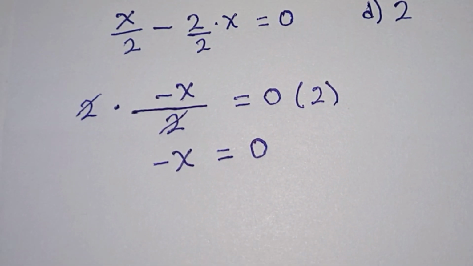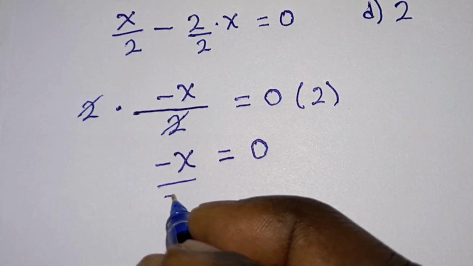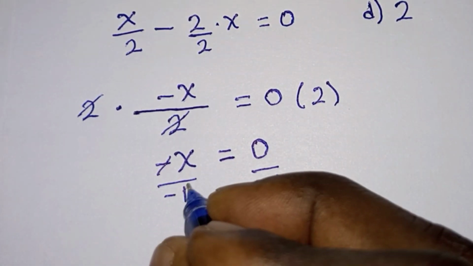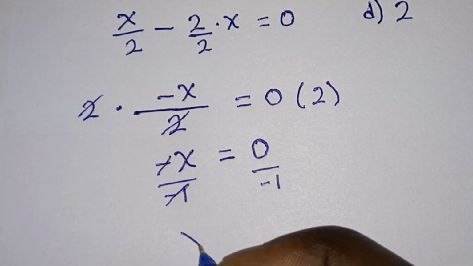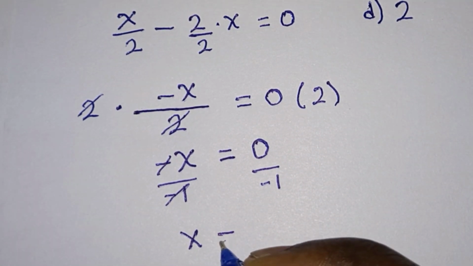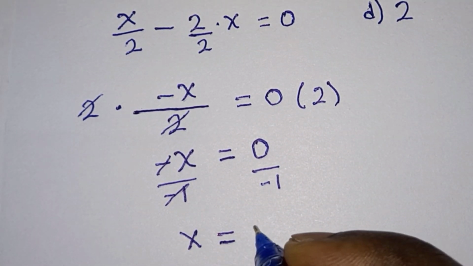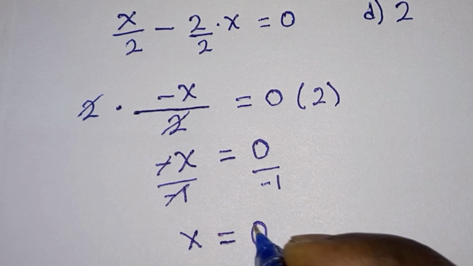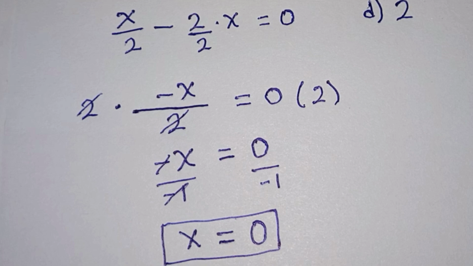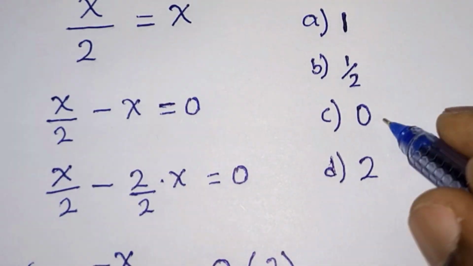We want x, so let's divide through by negative 1, so that this and this will go. We have x is equal to 0 divided by any number is 0 except itself, right? So 0 divided by negative 1 is basically 0. So this is the final answer to the problem, which is option C.